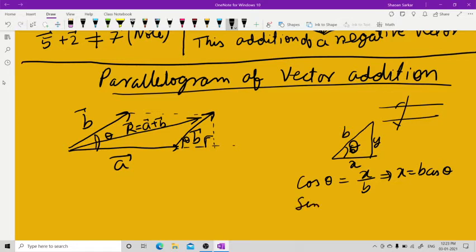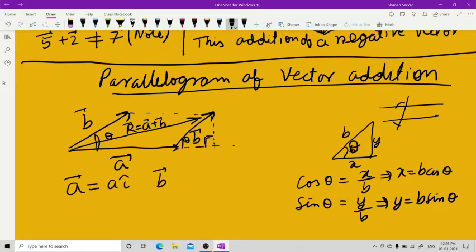Similarly, sin theta is equal to perpendicular upon hypotenuse. So y is equal to b sin theta. So B vector has two components. Now see, I'll tell you everything in the next lecture. Now A can be written as A i cap and B can be written as, the x component is b cos theta i plus b sin theta j cap. These are caps, sorry, not I but j caps and i caps.